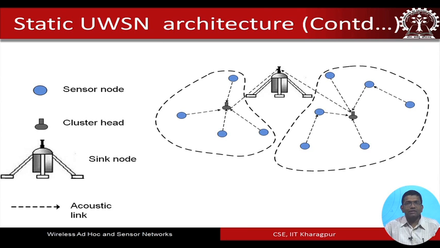Here is a picture of the static UWSN architecture. Here we have these blue colored sensor nodes, plus we have cluster heads. Two clusters and the corresponding cluster heads are shown over here, and there is a sink node which connects with these cluster heads.